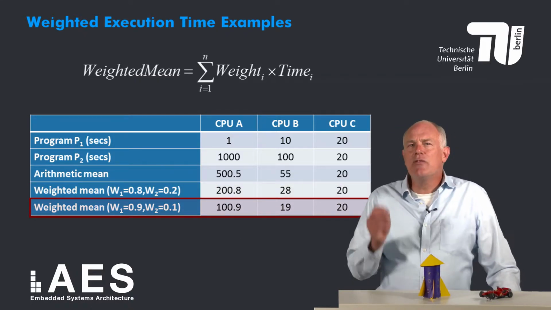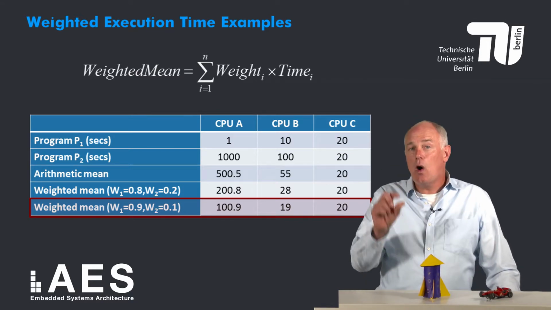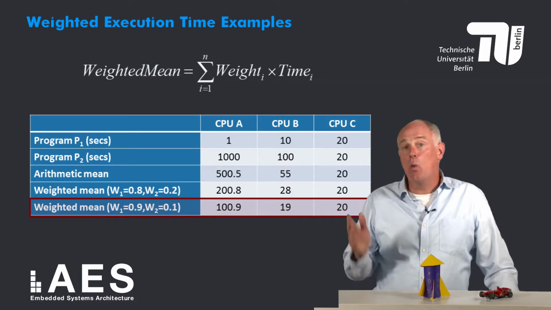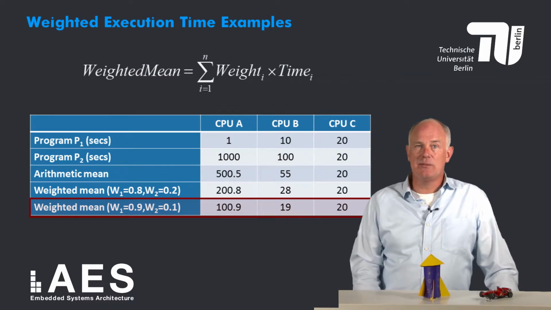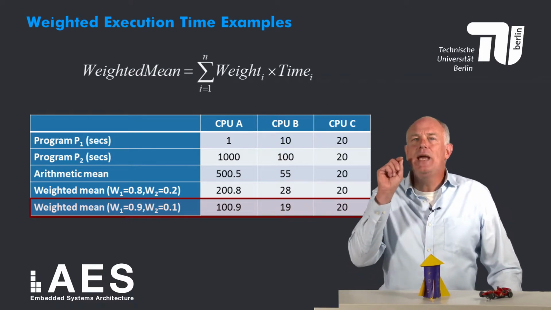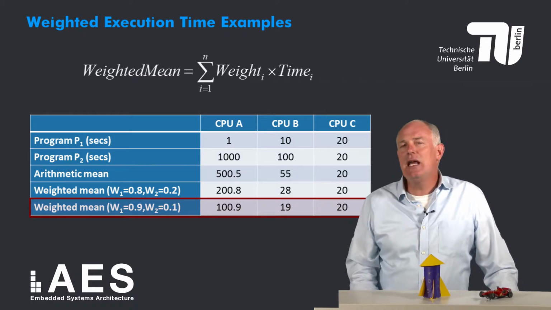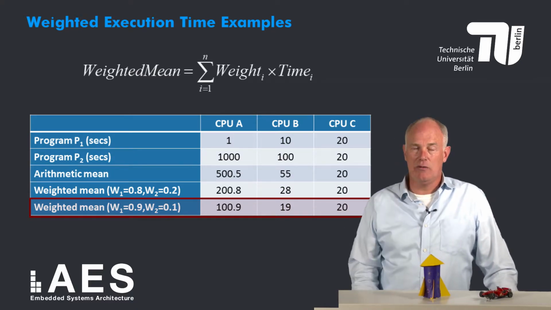But what happens if the weight of P1 is 90% and that of P2 only 10%? Then the weighted execution times are 100.9, 19, and 20 respectively. So now CPU B is better than CPU C. This example clearly shows that which computer is faster on a set of benchmarks depends on the frequency of each benchmark.